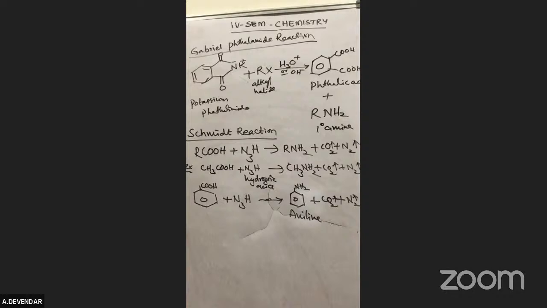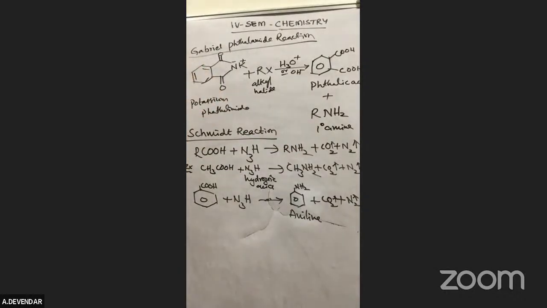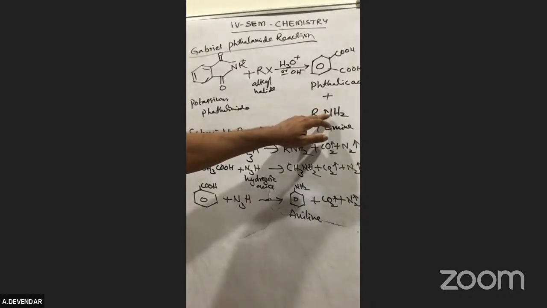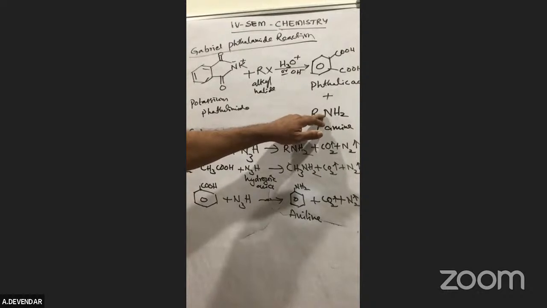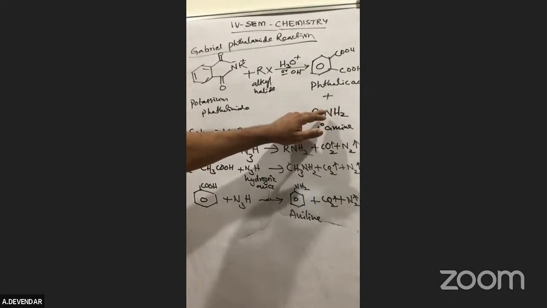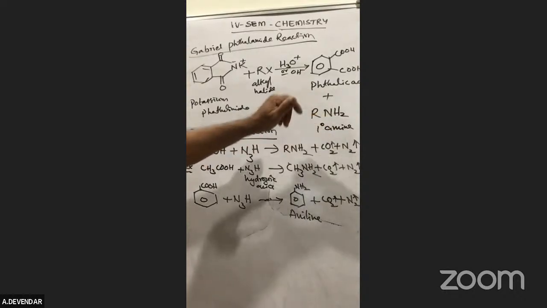So next is the properties. If you go to the properties, the most important physical property is the basic strength of the amines. Alkyl amines, that means primary amines, are more basic than ordinary ammonia. Why? Because an inductive effect is present. The electron density on the nitrogen atom increases, and due to that reason they are more basic than ammonia.